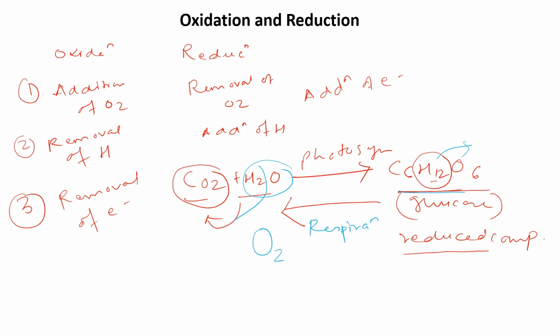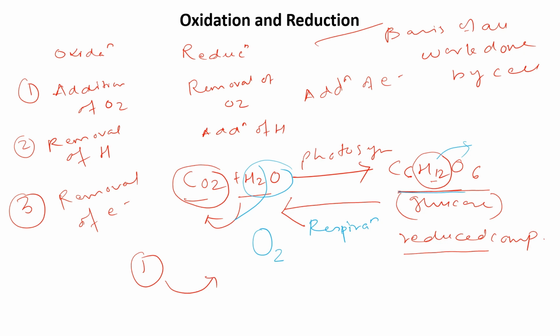In the biological system, this oxidation and reduction reaction is actually the basis of all the work done by the cell. Clear? How? That we will study in the next slide. Now for oxidation and reduction, what actually happens is one substance will gain electron first and will transfer the electron to another compound.